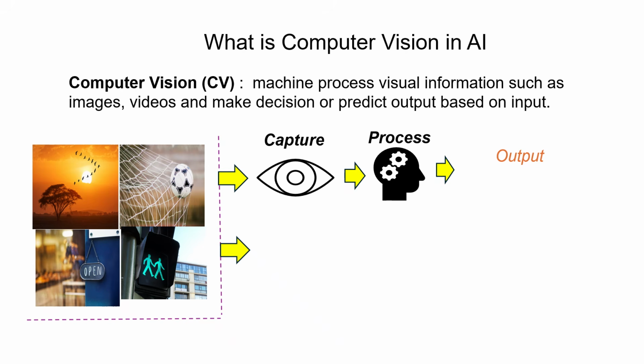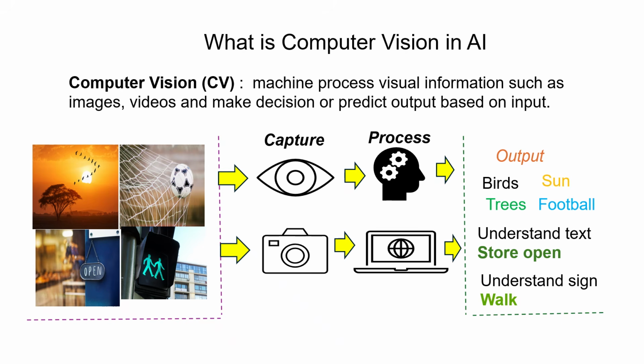So how do computers capture the images? It is through a camera. A computer captures the images or real-time visual data from a camera. Then images are processed on computers or mobile devices using computer vision algorithms.